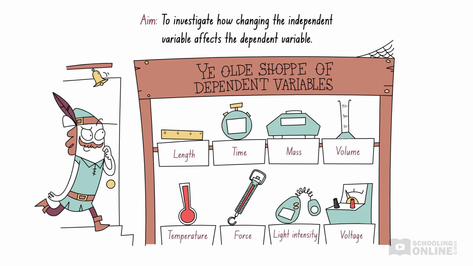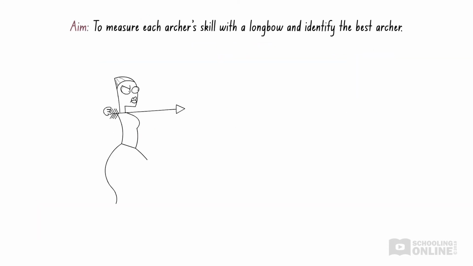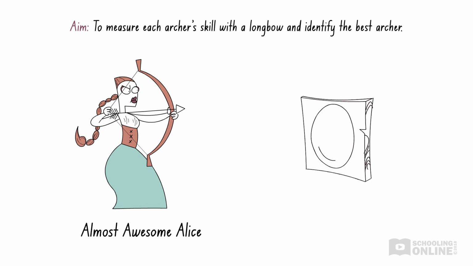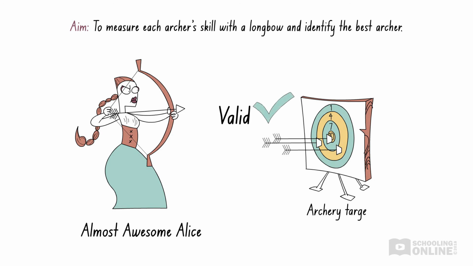Let's apply this to the archery competition. We are trying to find who is the best archer, and one way we can measure this is by having each archer fire 3 arrows at a target and finding their total score. A bullseye could be worth 10 points, and the outer rings would be worth less.